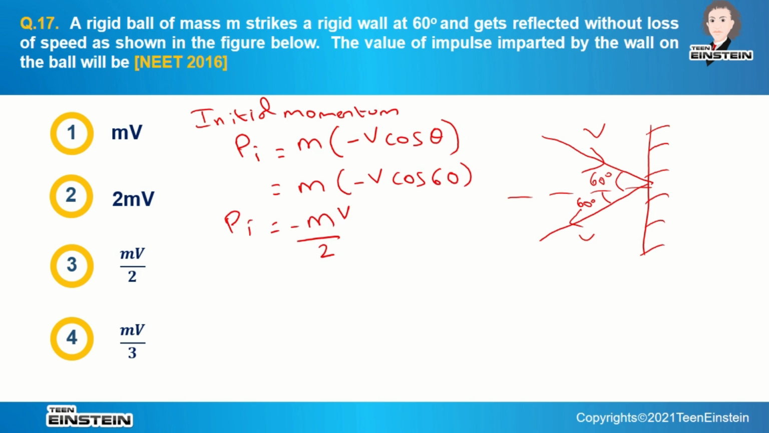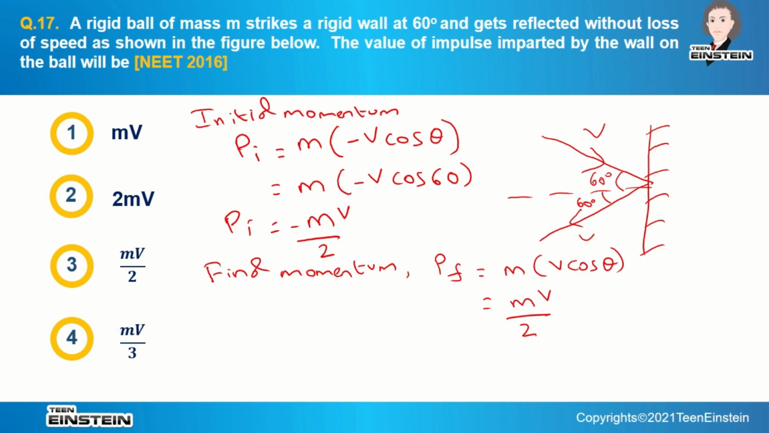Next, you have to find out the final momentum. So the final momentum is given by, this is the final momentum of the ball perpendicular to the wall. Okay, so pf is equal to m into v cos theta. So this will be mv by 2 again, because cos 60 is 1 by 2, you will be getting mv by 2.